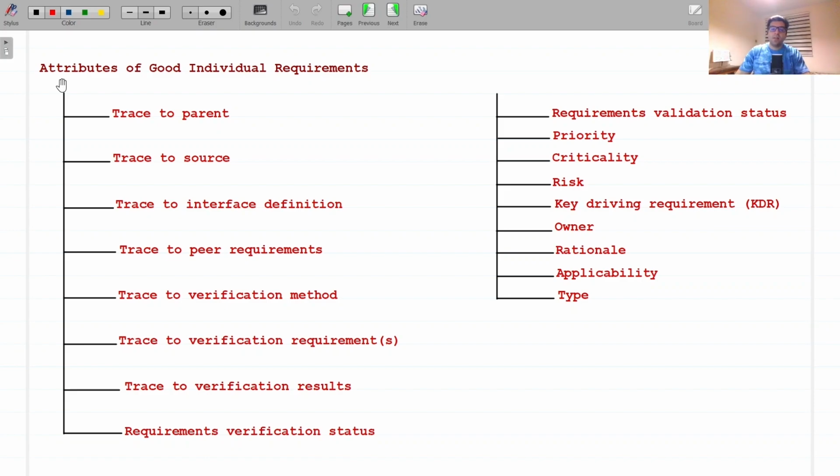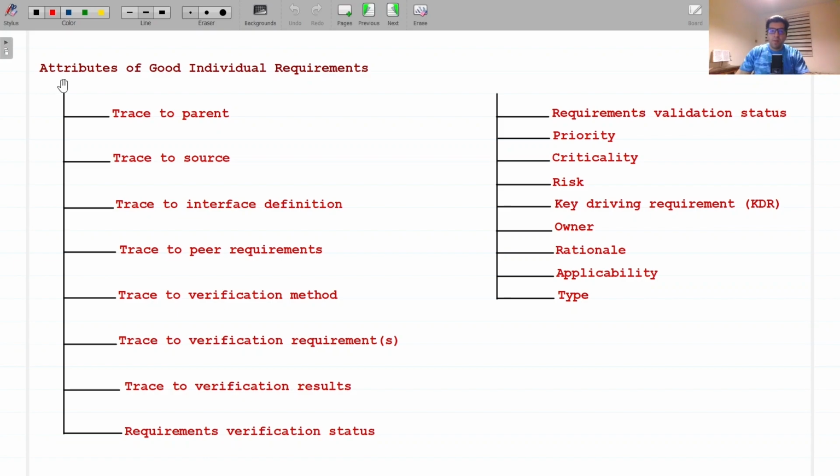Trace to verification method. This could be a simple statement of the way in which the requirement is to be verified: inspection, demonstration, test, analysis, simulation, or it could be a more elaborate statement that effectively provides the outline of an appropriate test plan.